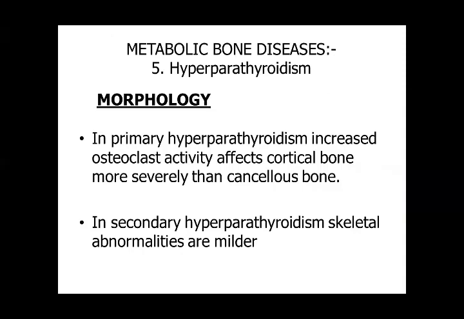Morphology. Primary hyperparathyroidism causes raised osteoclastic activity, affecting cortical bone more severely than the cancellous bone, which means the cortical bone is the outer and harder part of the bone. If it affects the outer and harder part of the bone more severely, then it will become very thin. In secondary hyperparathyroidism, skeletal abnormalities are milder, but the primary ones are stronger.